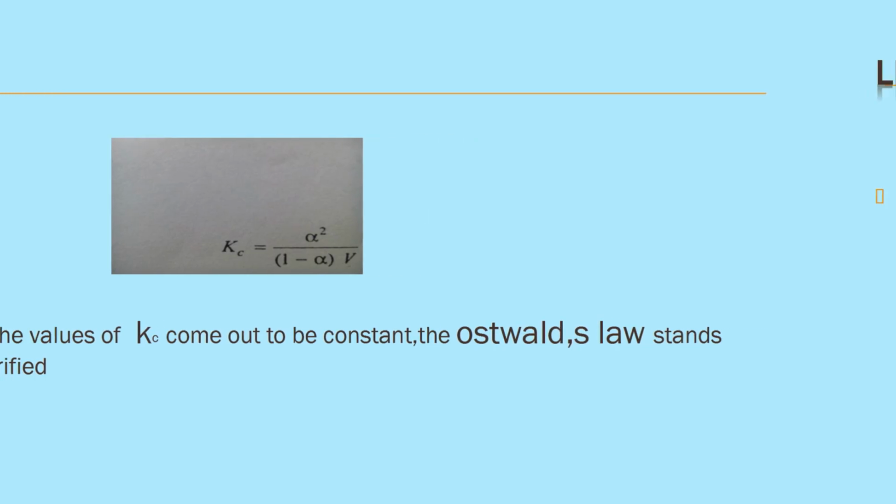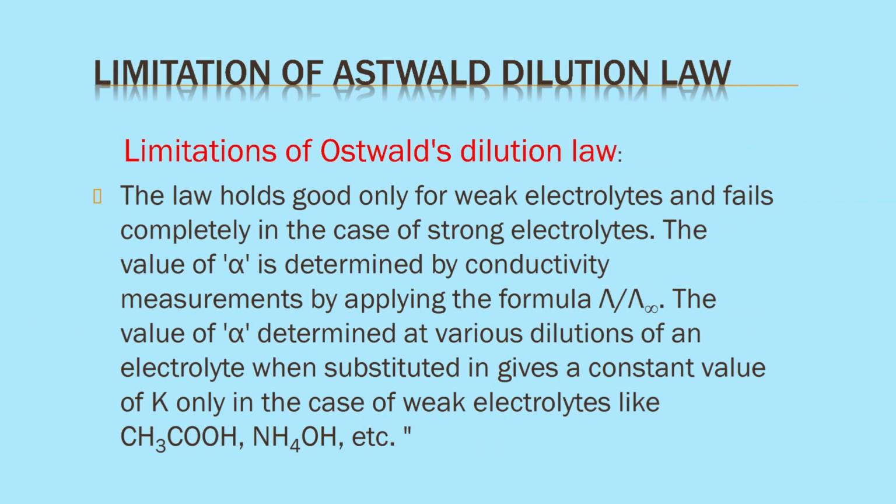Moving forward, we'll see that this law isn't perfect for all electrolytes. Let's talk about the limitations of Ostwald's dilution law. This law holds good only for weak electrolytes, and fails completely in the case of strong electrolytes. The value of alpha is determined by conductivity measurements using the formula lambda_V over lambda_infinity. When you take the alpha values determined at various dilutions and substitute them into the constants formula, you only get a constant value of K for weak electrolytes like acetic acid or ammonium hydroxide.